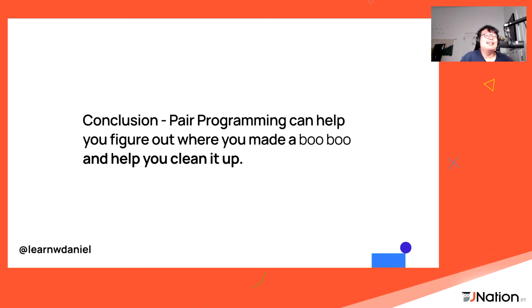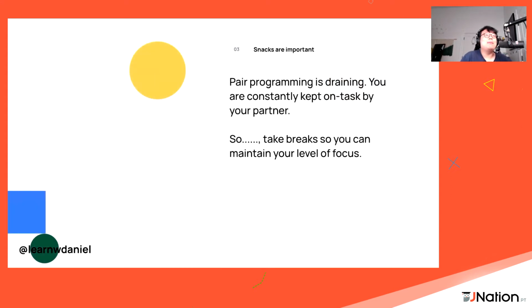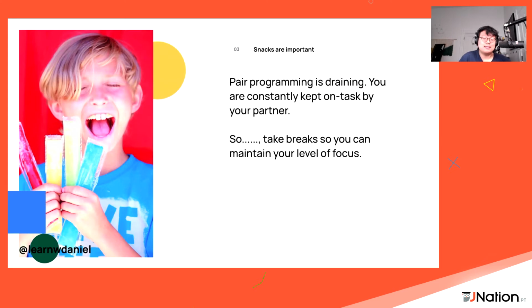Awesome. The next lesson that I learned is that snacks are important. Getting hangry is a real big problem when you're pair programming. Pair programming is really draining because someone is basically keeping you on task at all times. If someone's sitting next to you constantly offering solutions, or someone's constantly programming, there are no natural breaks where you're kind of chilling and not using your brain to 100% capacity. So it is really important to take breaks and snack breaks, particularly to maintain your level of focus.